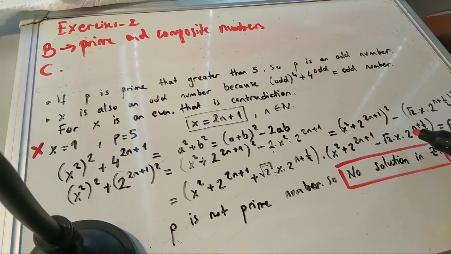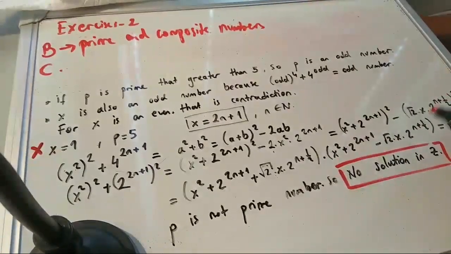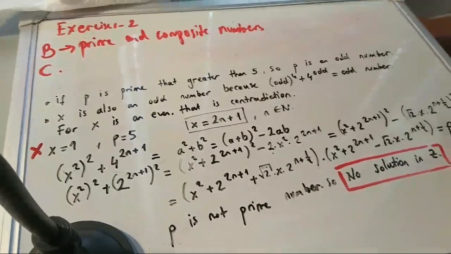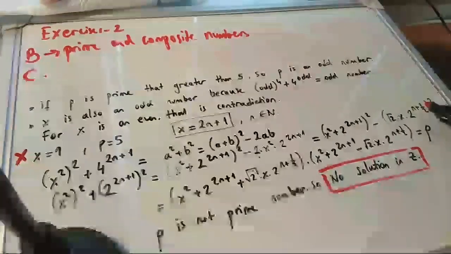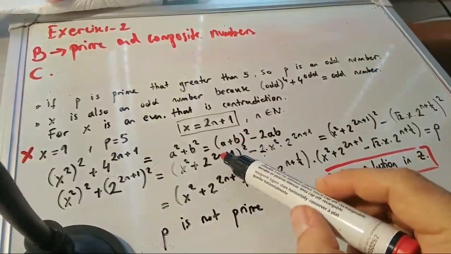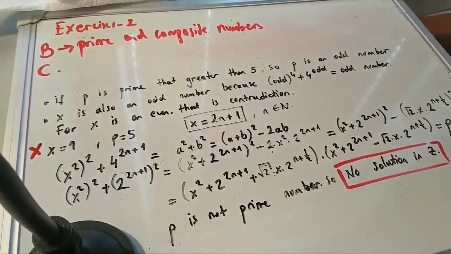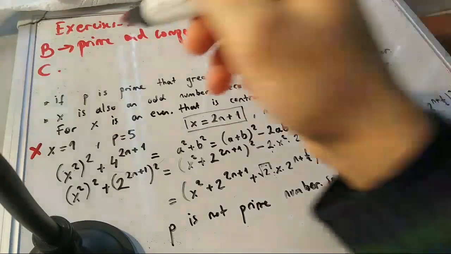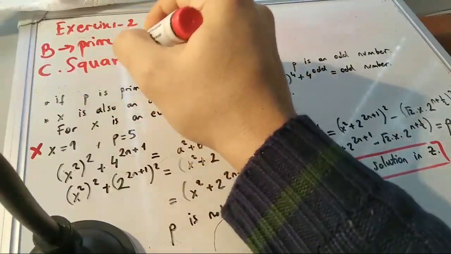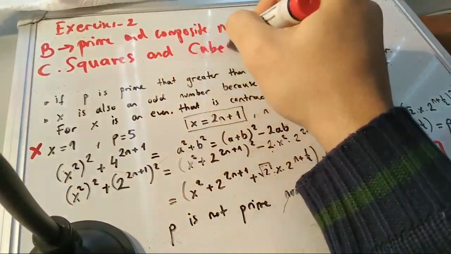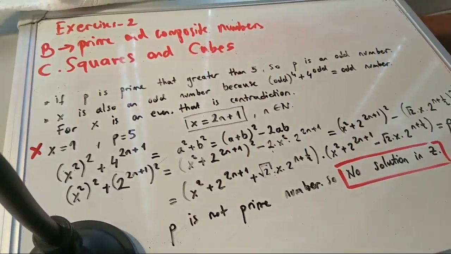2 to the power of n plus 1 over 2. Yes. Because 2 to the power of n plus 1 over 2 to the power of 2: n times 2 is 2n, and 1 over 2 times 2 is 1. Okay? Squares and cubes. No problem.